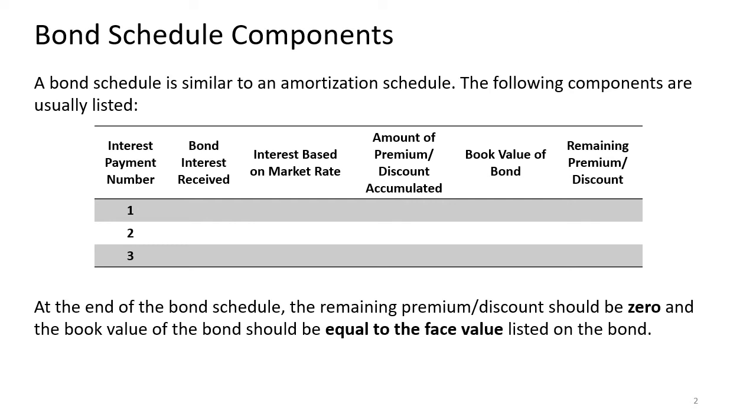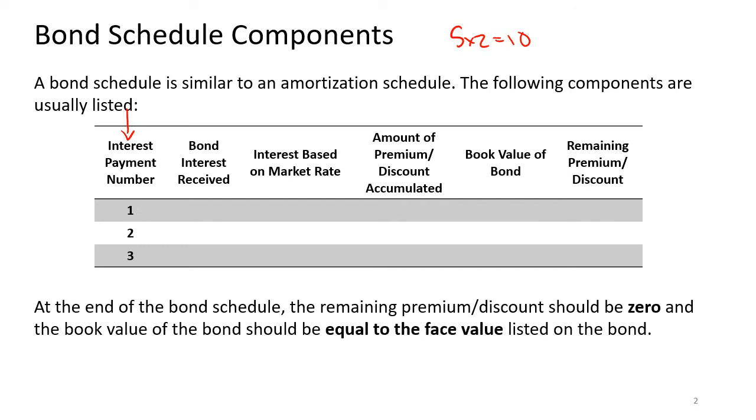But going back to what's in the schedule, the first column is what payment number it is. Remember, usually you get what are called coupons, which are annual or semi-annual interest payments. So that's your first item, and there'll be a certain number. If it's a 5-year bond and you have semi-annual payments, that means you'd have 5 times 2, or 10, payment numbers. Next is your bond interest received. And remember, that's simply the face value of your bond multiplied by your bond rate.